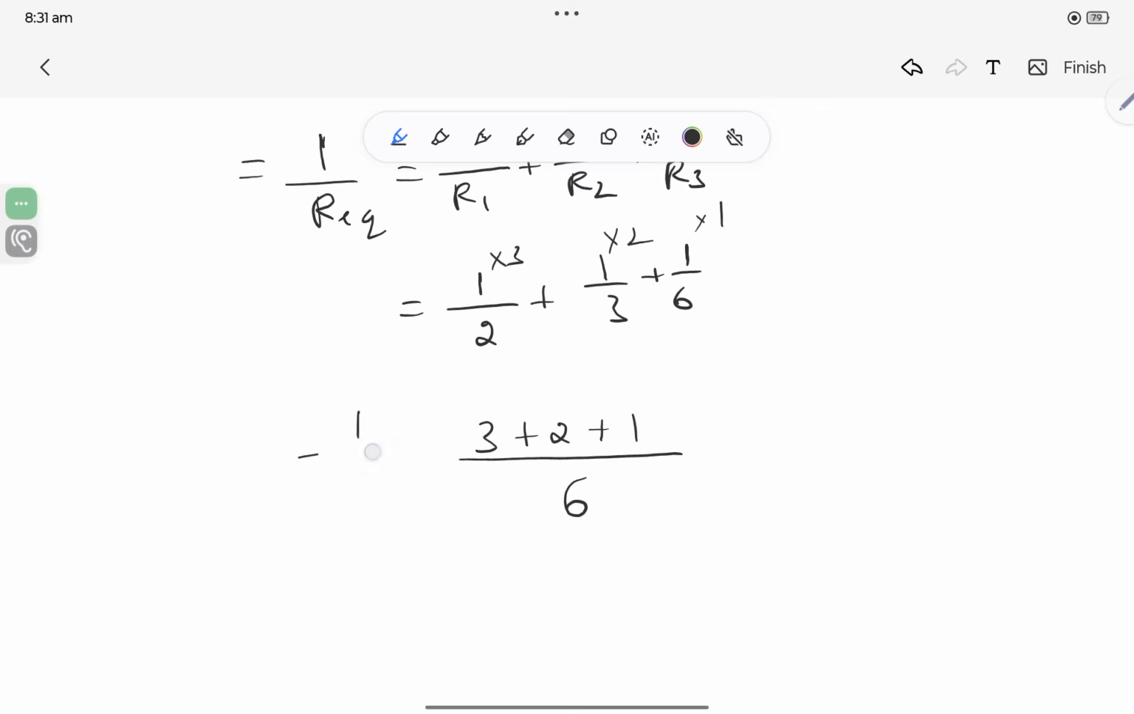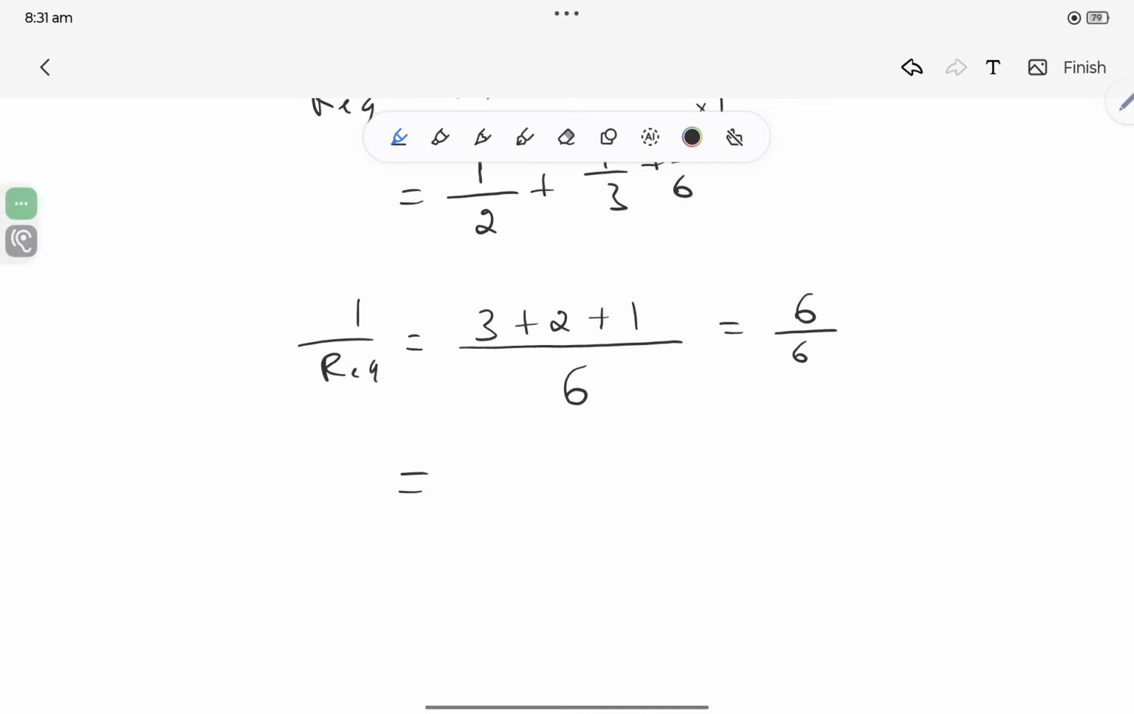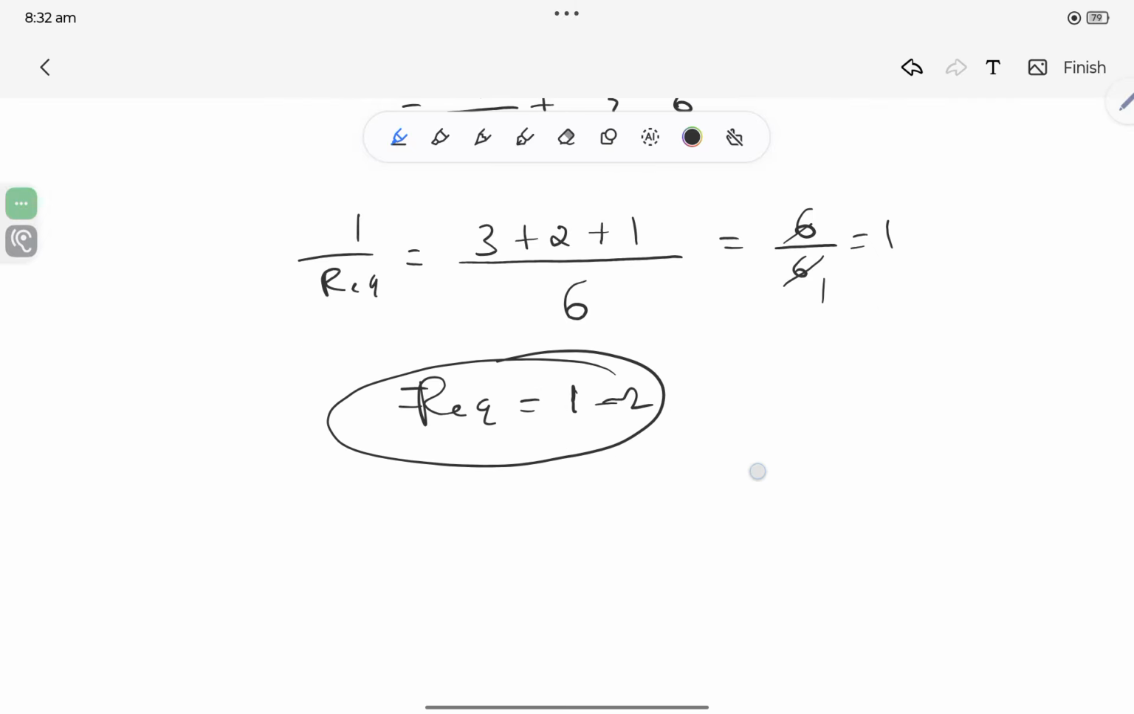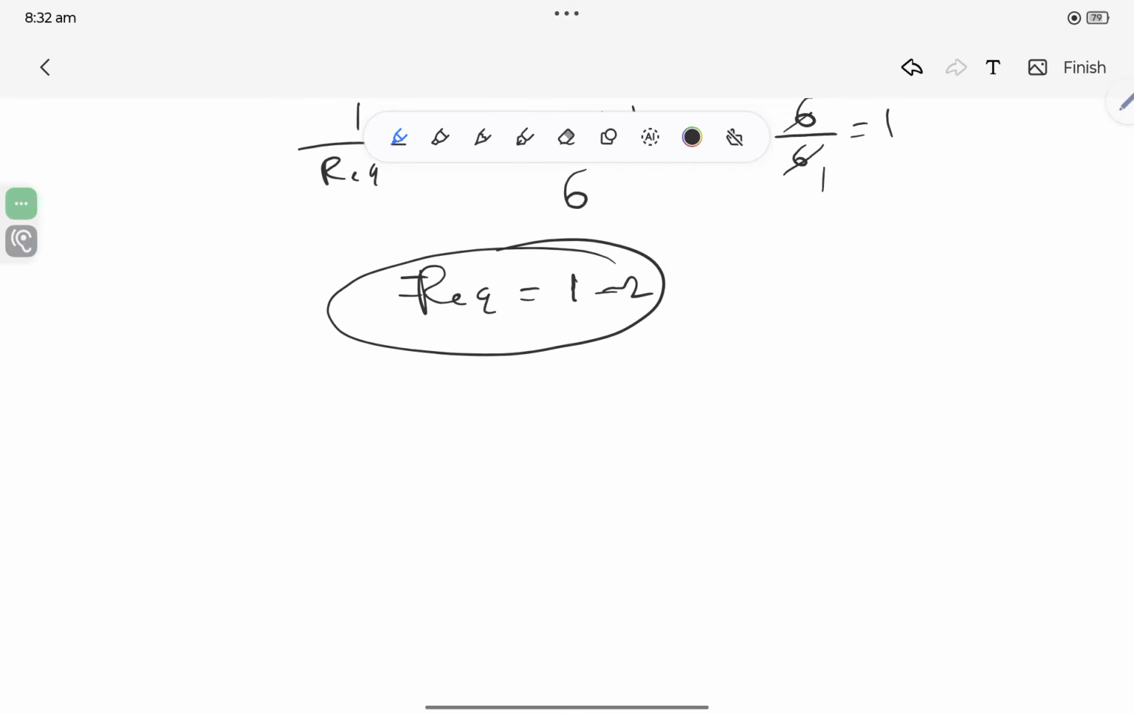So 1 by R equivalent is equal to this much. 3 plus 2 is 5, 5 plus 1 is 6, 6 by 6. 6 by 6 is nothing but 1, so 1 by 1 is nothing but R equivalent is equal to 1 ohm. We achieved the second case by connecting all resistors in parallel.